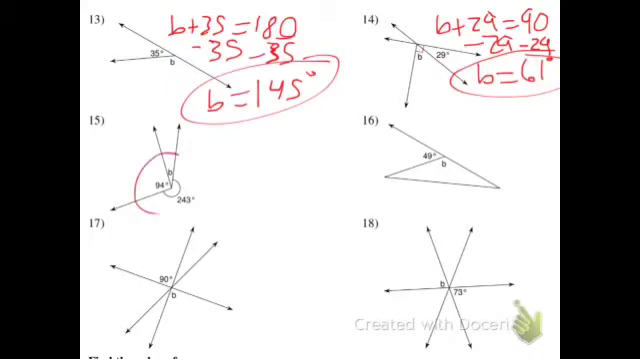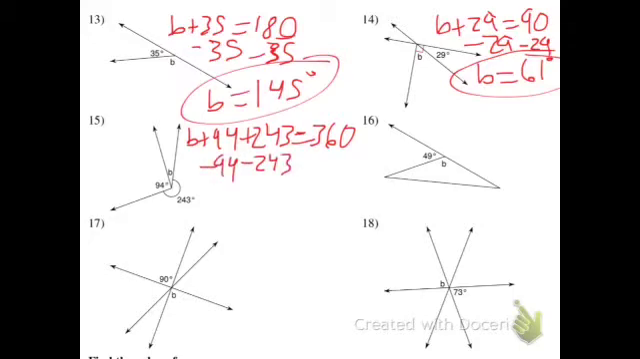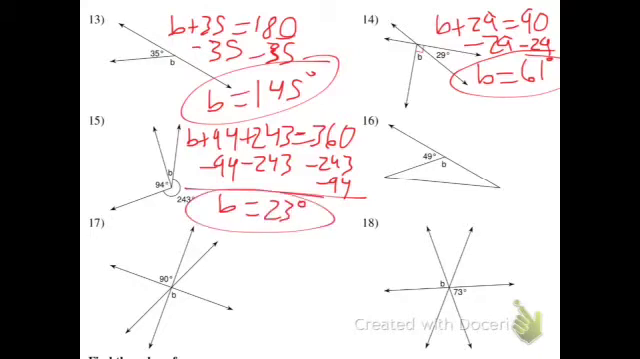On 15, again, these three angles are going to add up to be 360. So B plus 94 plus 243 would have to add up to be 360. If you want to get what B is, you've got to subtract 243 and subtract 94 from both sides. If you do all that, you're going to get B equaling 360 minus 243 minus 94, which is going to give you 23 degrees.